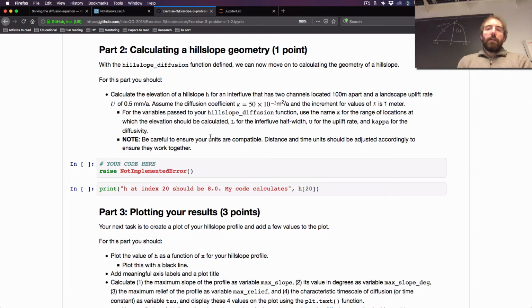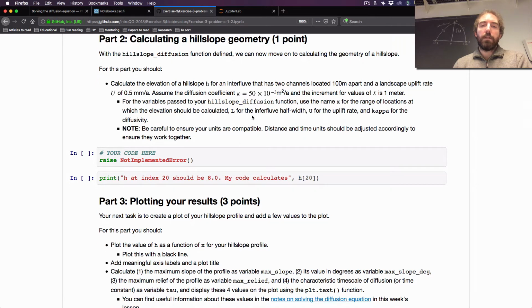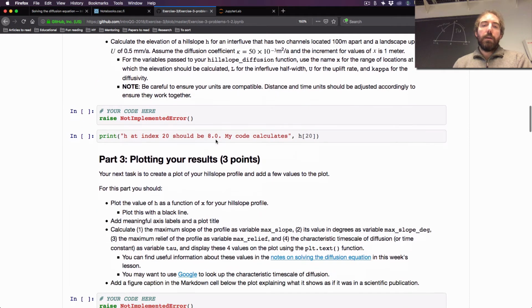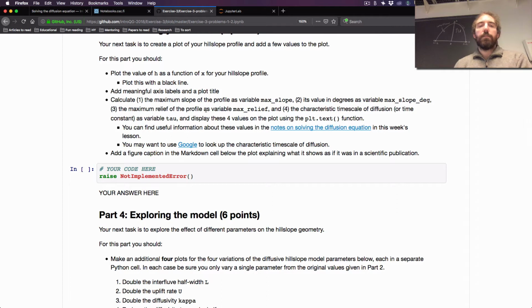After that, you're going to calculate the geometry of some hillslope. So you're just going to plug in some numbers to your equation, and you'll get some values for the hillslope. You can store that as a variable called h, and then at that point you can make a plot of the shape of the hillslope, and you should end up with something that looks like this.